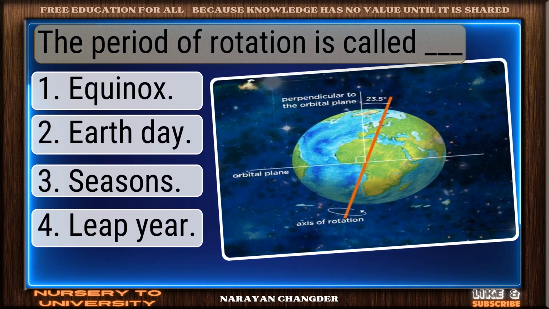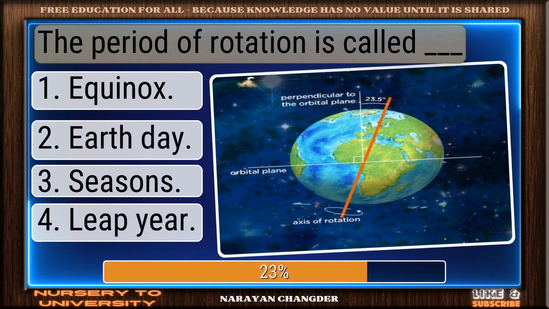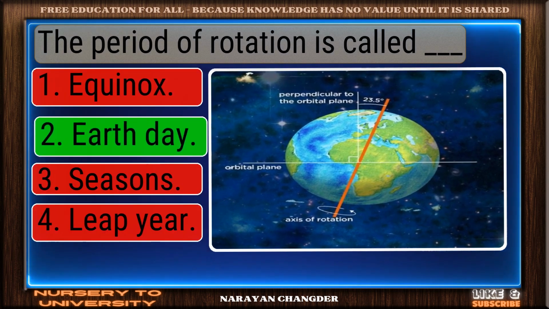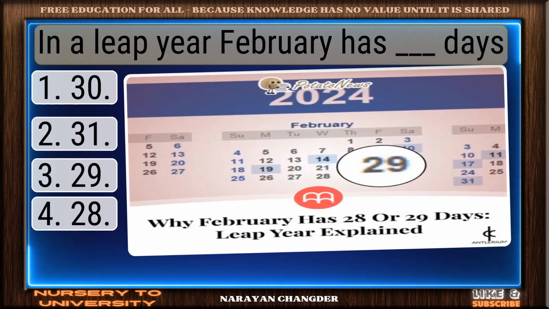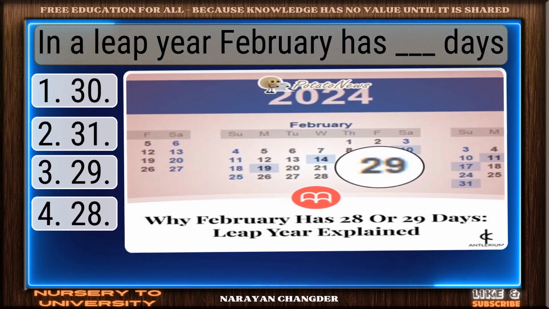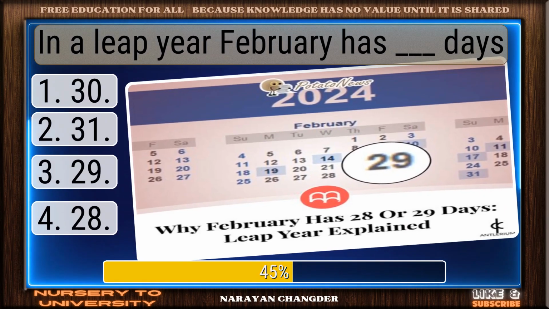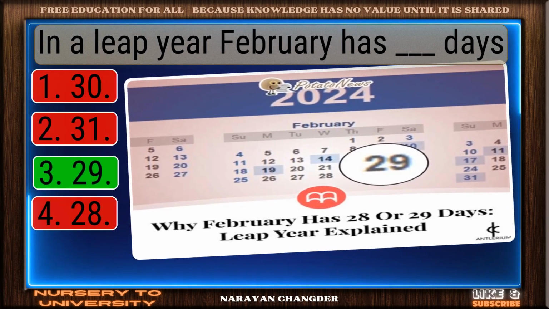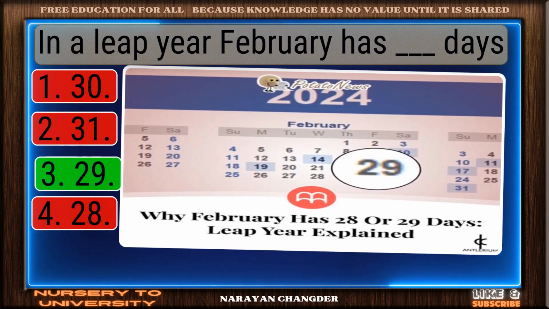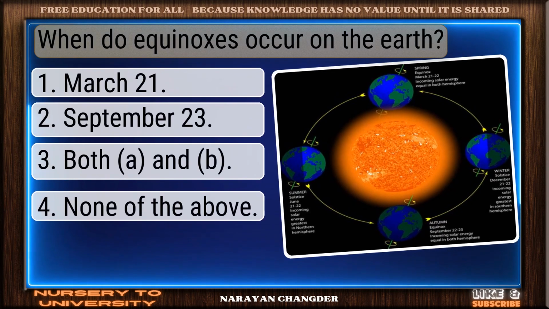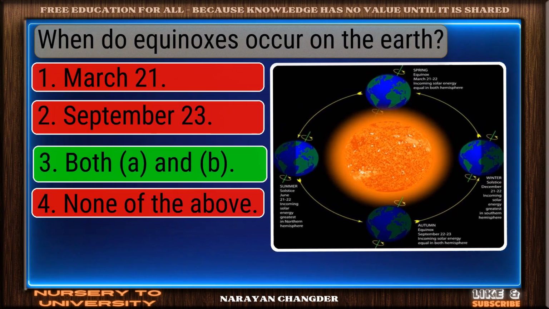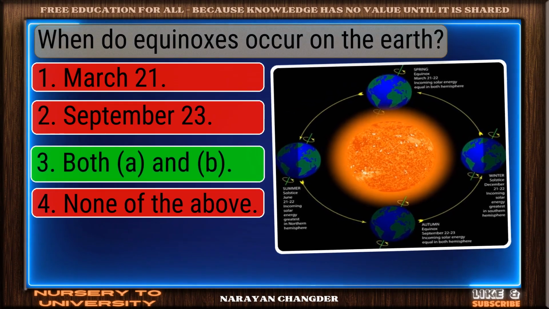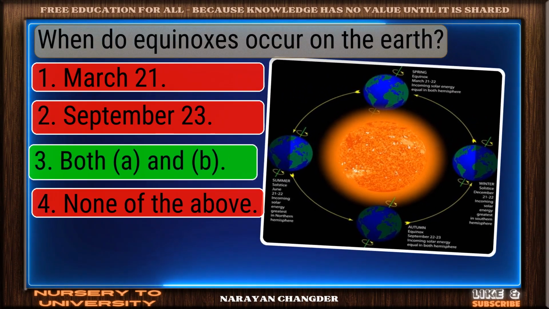The period of rotation is called dash. Right again. Earth Day is a valid answer. In a leap year, February has dash days. Well done. 29 is the right choice. When do equinoxes occur on the Earth? You got it. Your choice both is right.